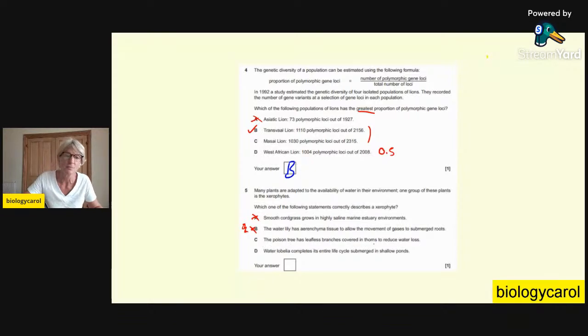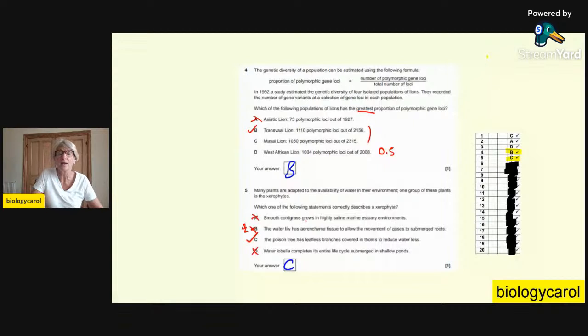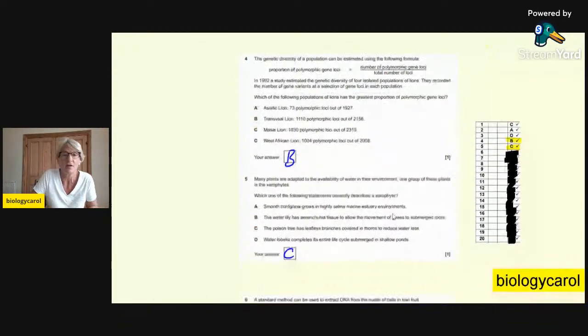C, a poison tree that has leafless branches covered in thorns. So in other words, the thorns have replaced the leaves to reduce water loss. Oh yes, I think that's right. Water lobelia completes its entire life cycle submerged in a shallow pond. Well, to be quite frank, it's submerged in a shallow pond. It is not a xerophyte. So it's C. This question was about you understanding what a xerophyte is and being able to identify a description of a xerophyte.